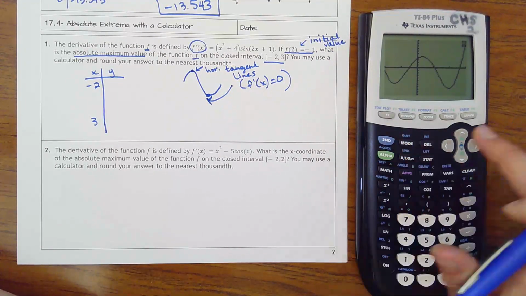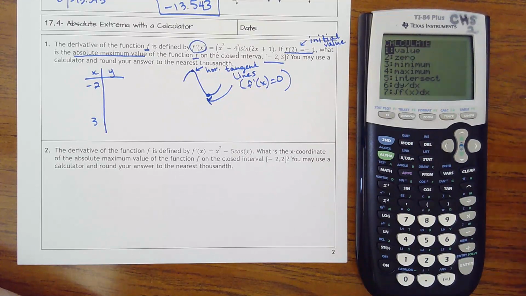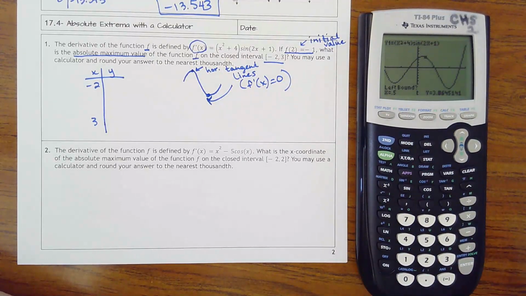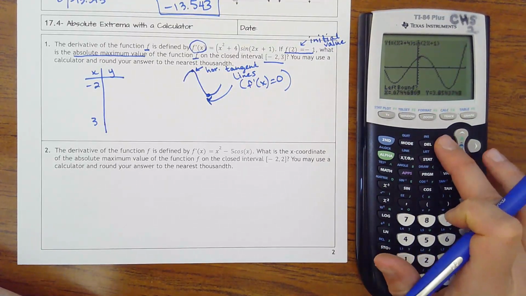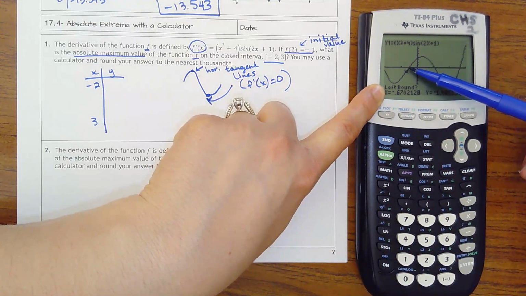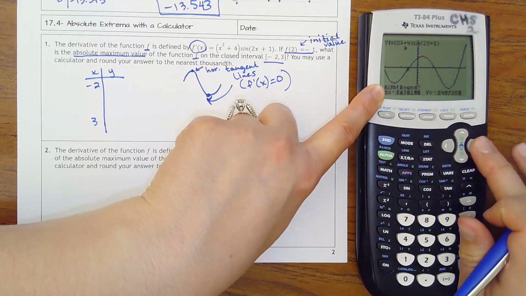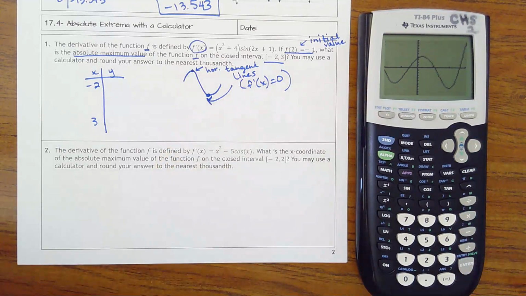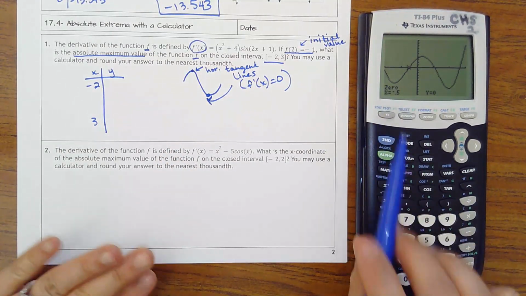So go second calc. We're going to find zeros, or x-intercepts, and you'll get a flashing point. It says left bound question mark. You want to arrow until you're to the left of the first one. Enter. To the right. Enter. Doesn't matter how far left or right you go. And so that's -0.5.